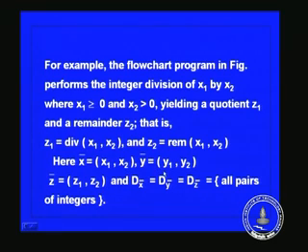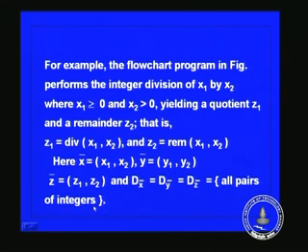Y bar is again y1, y2, they are again pairs of integers. Z bar is again z1 is an integer, z2 is an integer. So, in this case the input domain, program domain, output domain, they are all pairs of integers. They are all the same in this particular example.